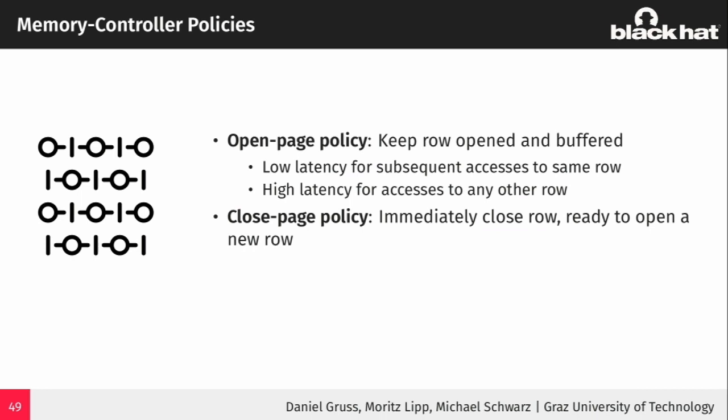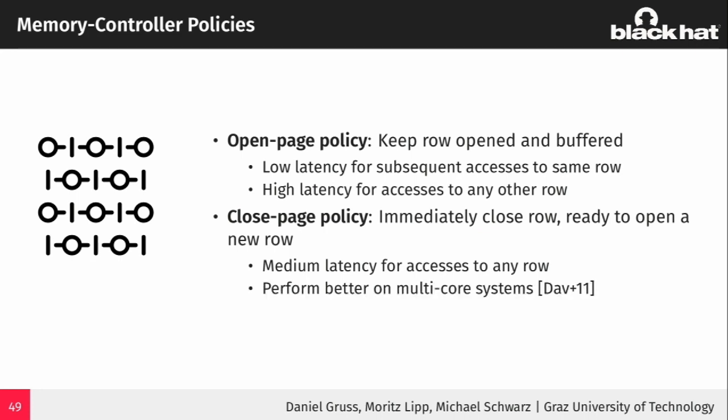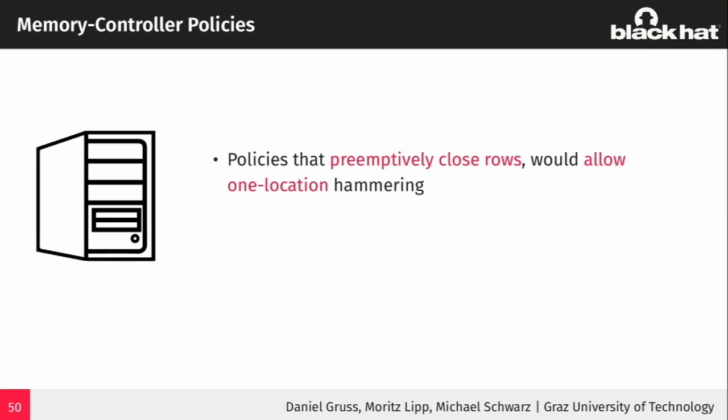Yes. We also have the close page policy where we immediately close a row and prepare to open the next row. This sounds like it would have a medium latency for accesses to any row, right? Yes. And why would we use that? Depending on the policy that we use, we can either save memory power consumption or increase the performance of the overall system. We also have adaptive policies that change depending on the usage patterns in the DRAM. And particularly on multi-core systems, the performance of closed row policies or adaptive policies is much better.